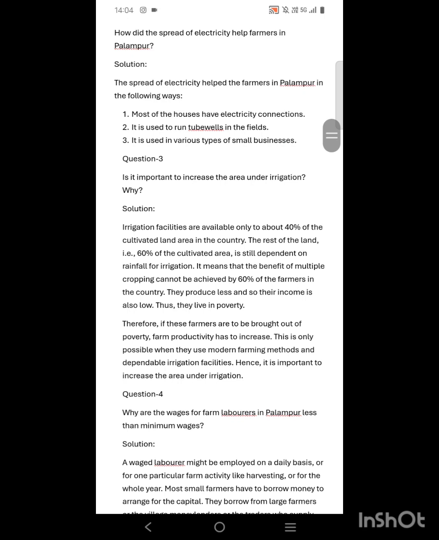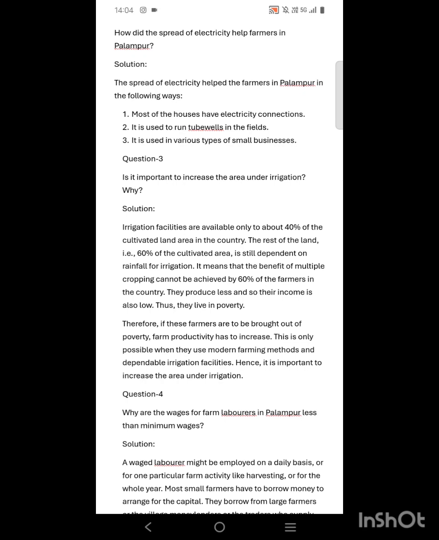Number 3. Is it important to increase the area under irrigation? Why? Irrigation facilities are available only up to about 40% of the cultivated land area in the country. The rest of the land, that is 60% of the cultivated area, is still dependent on rainfall for irrigation. It means that the benefit of multiple cropping cannot be achieved by 60% of the farmers in the country. They produce less, so their income is also low. Thus they live in poverty. Therefore, if these farmers are to be brought out of farm poverty, farm productivity has to increase.